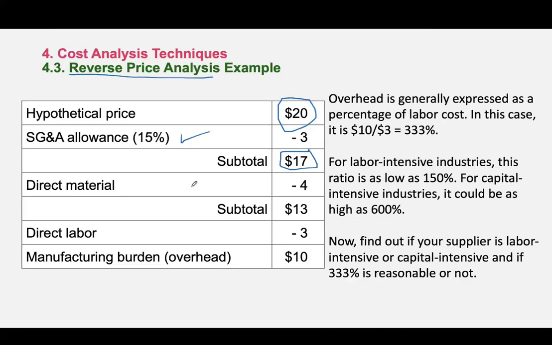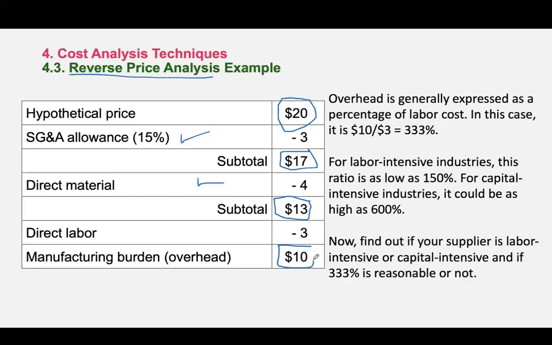Then the next thing is material. How much material is being used? And suppose you find that the material cost could be a maximum of $4. Okay, so subtract this direct material cost: 17 minus 4, and you are left with $13. So far you started with the price and subtracted the cost of selling and other costs. You also subtracted direct material cost, and now you also subtract labor cost, that is, how much labor cost might have gone into developing this product. And let's say it is 3. Okay, subtract that 3 from 13. So 13 minus 3 is equal to $10.